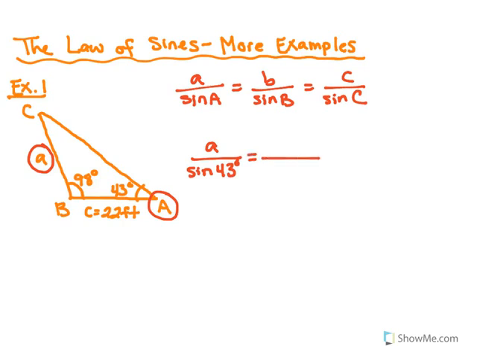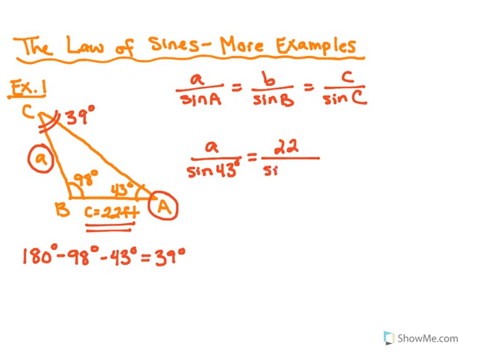Now, the only other side that I have is this one right here, the 22 feet. But I do not know capital C. I don't know the degree measure that's up here, but I can figure out what it is. It's going to be the difference of 180 degrees and the two angles that I already have, which is 39 degrees. And so that's the one that we're going to have to use alongside with the 22 feet. So I'm going to go ahead and put 22 up here and the sine of 39 degrees down here.